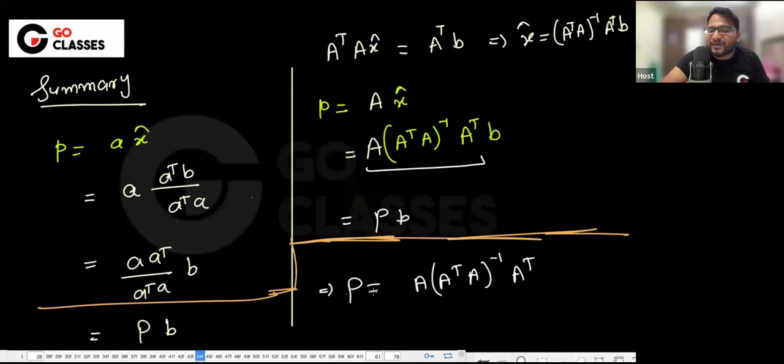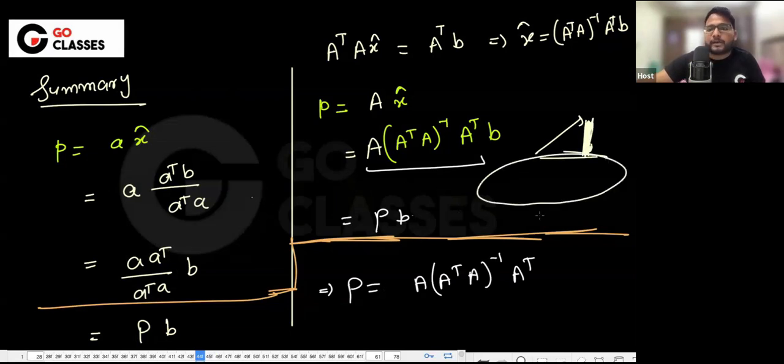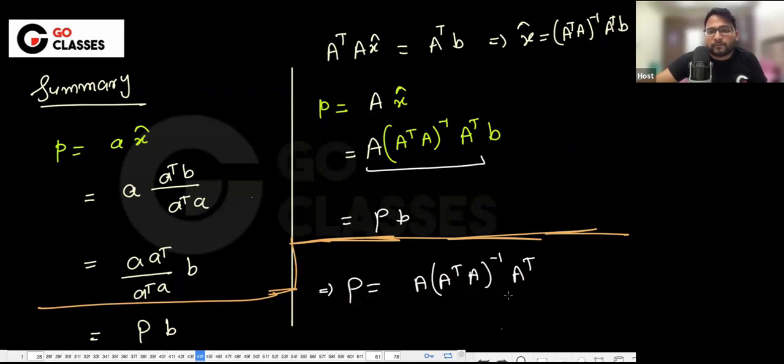Anyway, let's not worry about the projection matrix. At least the projection is fine. How are we finding the projection using just a small observation? This particular vector will be perpendicular to everything here. Using just this observation, we are finding out our x cap. Finding x cap is very much important. Once you find x cap, the projection will be A x cap. Let me know if that is fine.